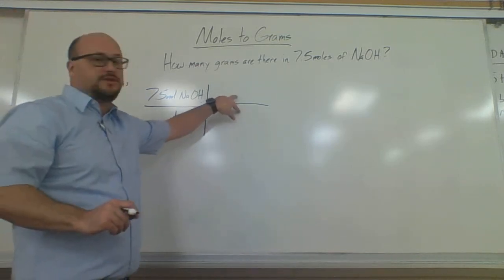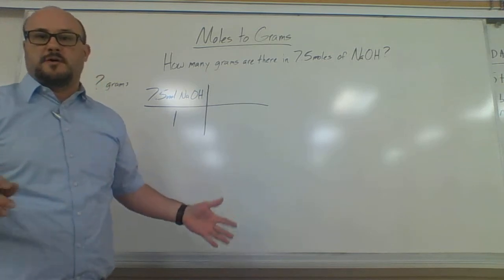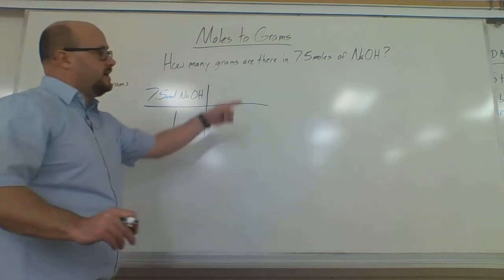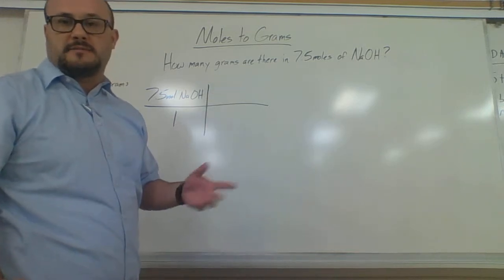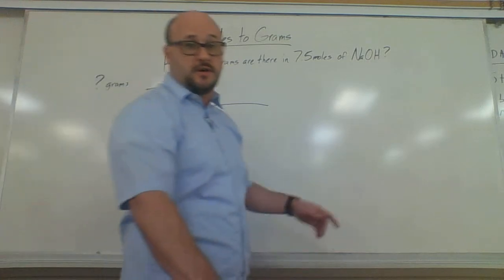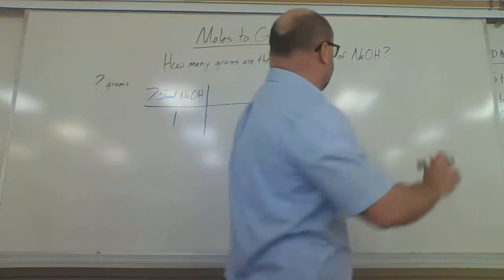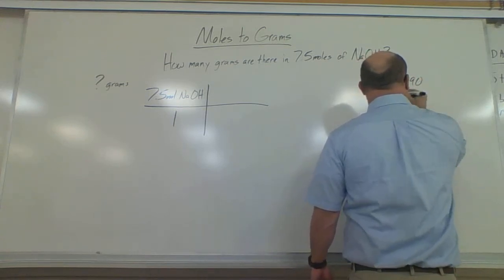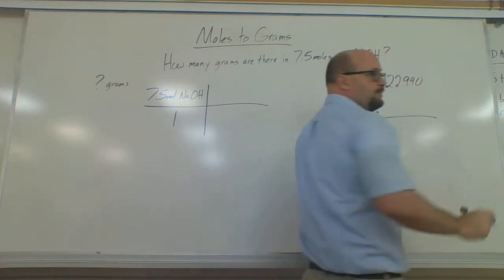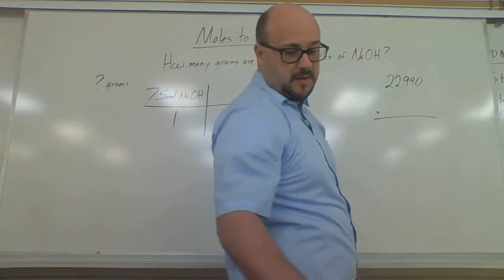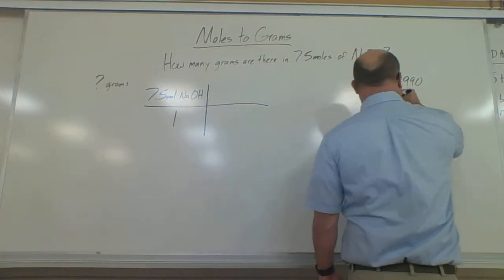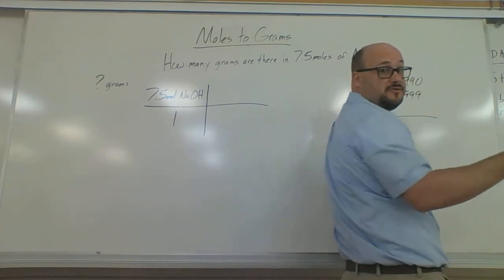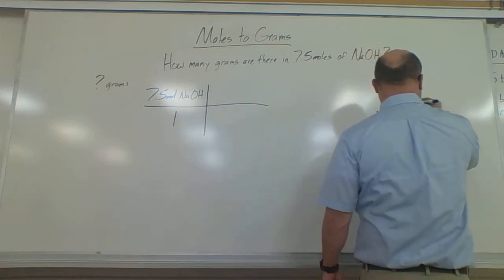Now we need our conversion factor, and for this we have to calculate the molar mass, which is exactly what we did in the first video. NaOH is simple because there's just one atom of all three elements. So we're going to start with sodium at 22.990. Then we have oxygen, 15.999. And finally, hydrogen at 1.008.